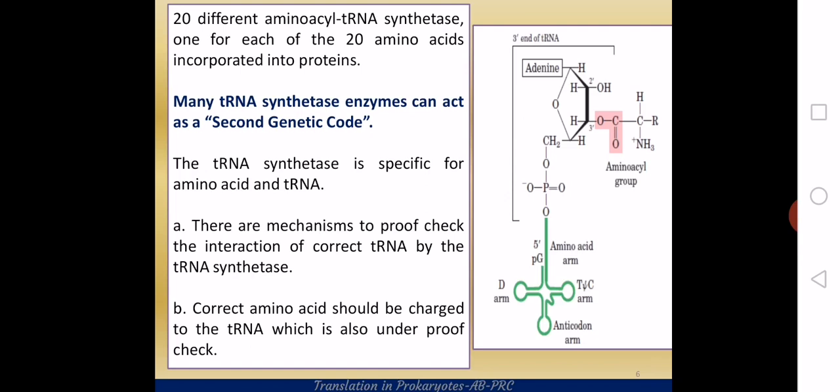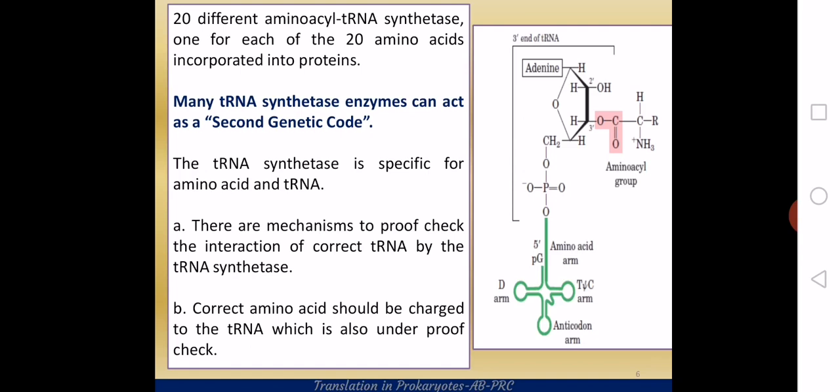The second one is that the correct amino acid has to be charged to the tRNA. That's also important. Right. So the two important things in this stage, or the first stage of reaction, are that the proper tRNA has to be in contact with the tRNA synthetase, and the correct amino acid must be incorporated into the tRNA. And because of these two proofchecking capacities, the tRNA synthetases are sometimes considered a second genetic code.